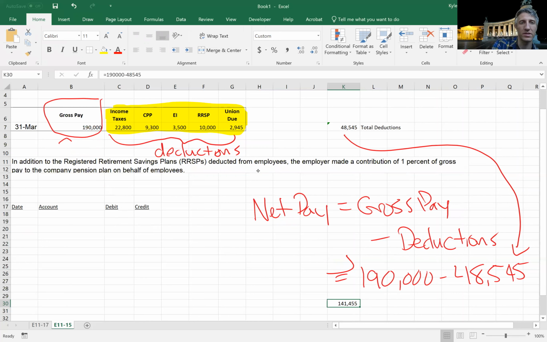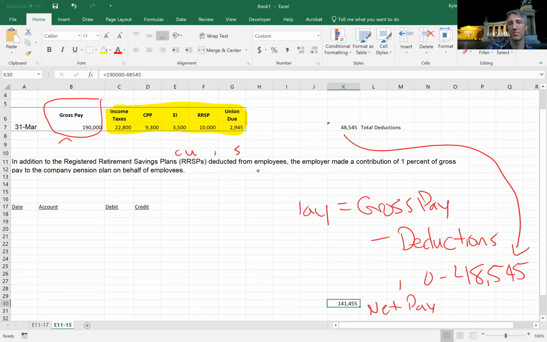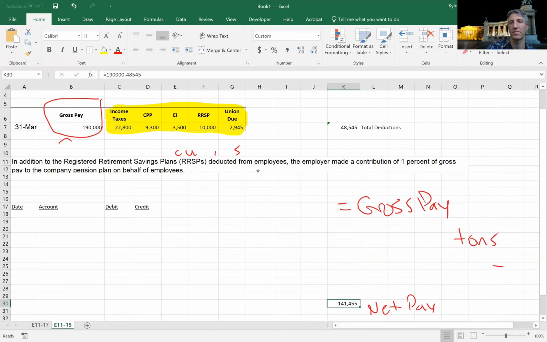Okay, so this is good. We're off to a good start. I'm just going to clean this up a little bit. I'm going to remember that this is net pay, so I'll label it. And I'm going to erase this to give us a little bit more space to work with.